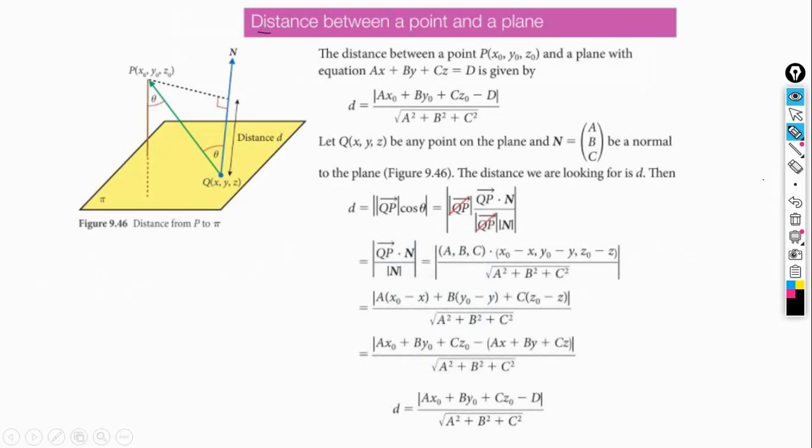So next we're going to talk about the distance between a point and a plane. So the distance between a point P, x sub 0, y sub 0, z sub 0, and a plane with equation, I should say Cartesian equation, ax plus by plus cz equals d, is given by d equals the absolute value of ax sub 0 plus by sub 0 plus cz sub 0 minus d over the square root of a squared plus b squared plus c squared. So this is very similar to the formula of the distance between a point and a line. Now the proof is here. I leave it to you as an exercise to study the proof.